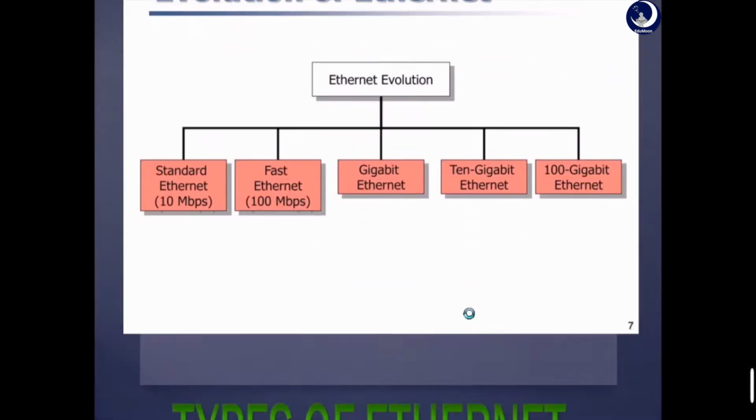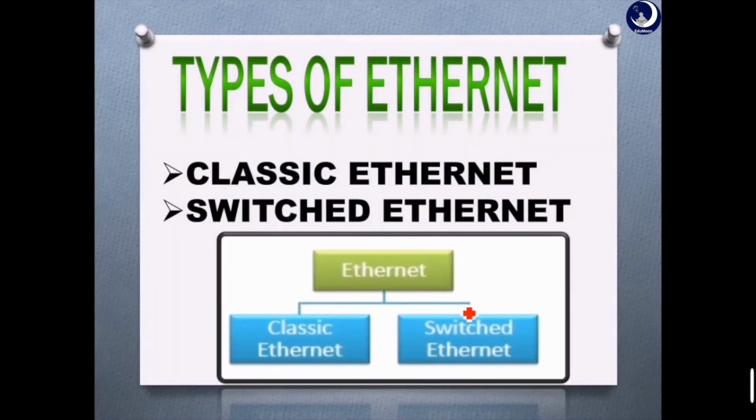There are two types of Ethernet. First one is the classic Ethernet, next one is the switched Ethernet. The difference between these is that the classic Ethernet solves the multiple access problem and it is of 3 to 10 Mbps. Whereas the switched Ethernet helps us to connect the different computers. It is of 1000 Mbps.